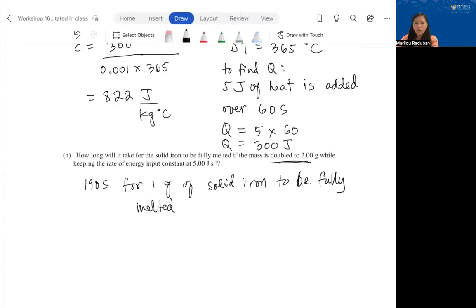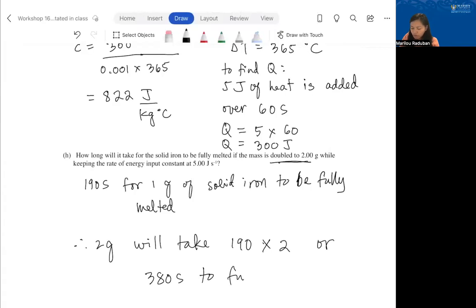Okay, so you're right, and you can answer this intuitively. If you double the amount, then the time would also double, keeping everything the same. So that means double the amount, 2 grams, will take 190 seconds times 2, or 380 seconds to fully melt the iron.